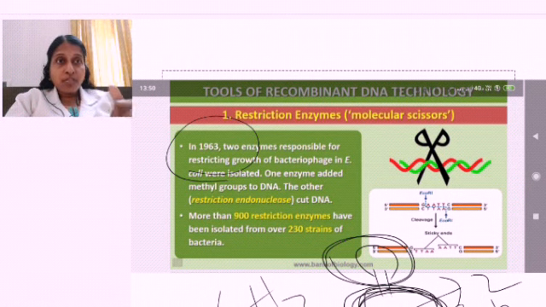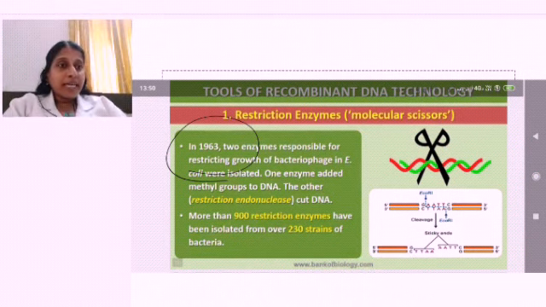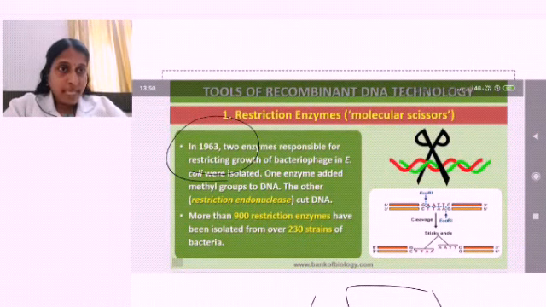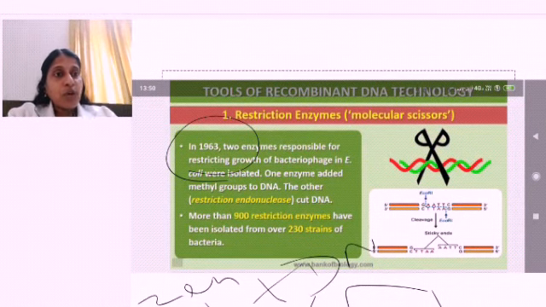How was it isolated? The bacteria is producing some enzymes. So what is this bacteria doing? This bacteria is producing some enzymes. How many enzymes? Two enzymes. One is adding a methyl group and another one is adding what? Cutting the DNA into fragments.